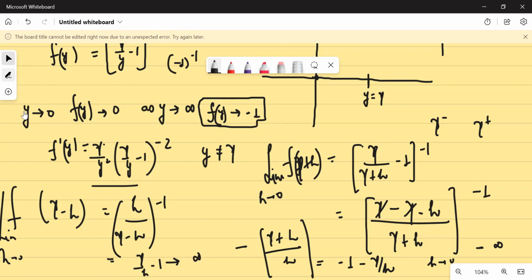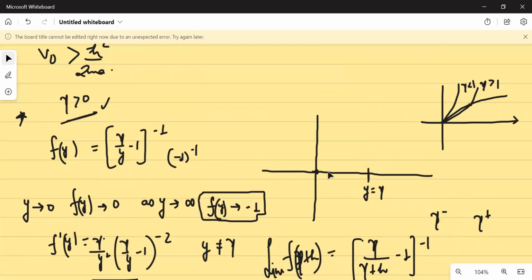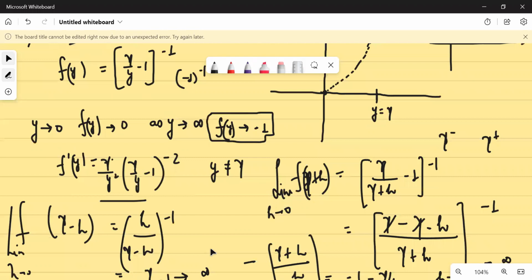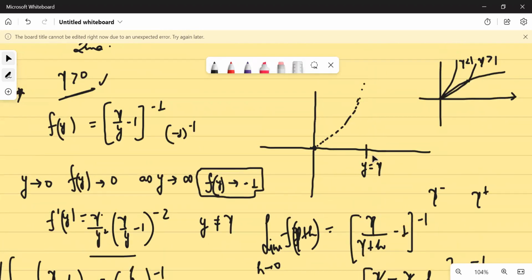So what do we get? We get that my function is increasing, no doubt. That is absolutely fine. At closer to 0, that is to the right of 0, I am having the function starting from 0. So your function would keep on rising, keep on rising, keep on rising. And as y tends to gamma minus, that is to the left of gamma, your function is tending towards infinity, that you can clearly see. And to the right of gamma, it is tending towards minus infinity.